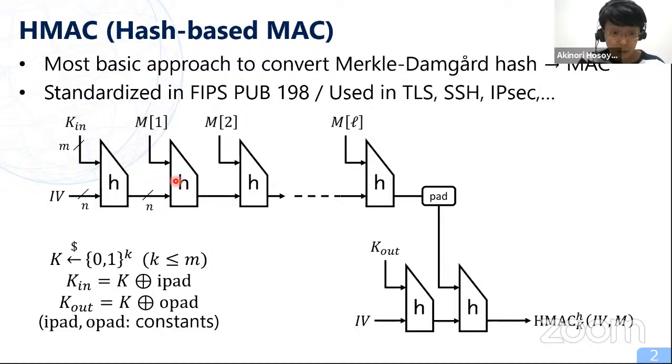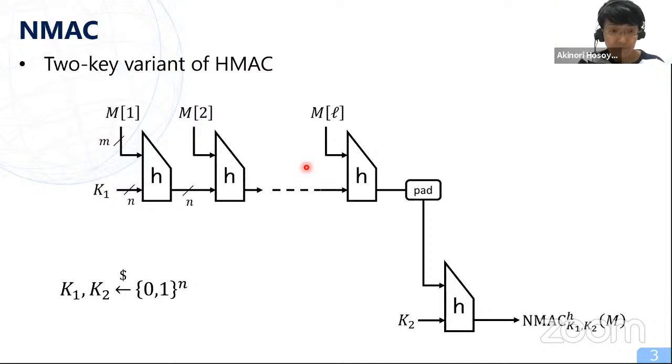Essentially, this construction is a single key construction because first, the master key K is chosen uniformly at random. And then the two keys K in and K out are computed like this. And for each message, the Merkle-Damgård hash function is called, or evaluated, twice like this. This is HMAC. And NMAC is like this. It is a two-key variant of HMAC. In this construction, two keys K1 and K2 are independently and randomly chosen and used like this. These functions, HMAC and NMAC, were proposed by Bellare et al.